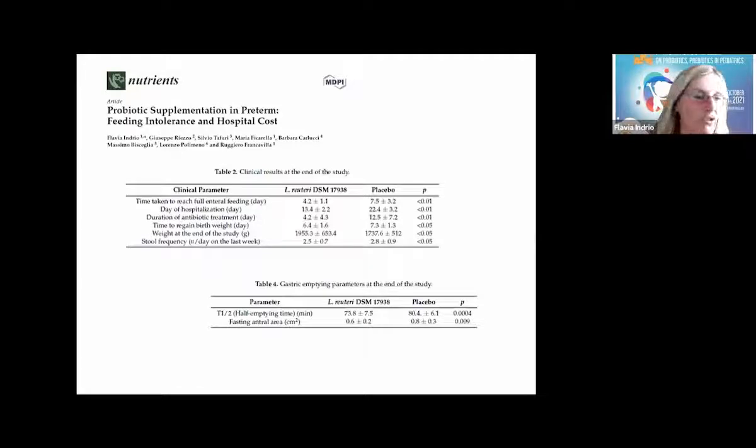This is a paper we published some years ago, where preterm babies affected by feeding intolerance were supplemented with a strain of Reuteri compared to placebo, and there was a better outcome on clinical parameters and a better outcome on motility. So we checked the motility parameters of gastric electrical activity and gastric emptying time, and also the days of hospitalization and time to reach enteral feeding. So this could be an option we can discuss. So this was the last one.